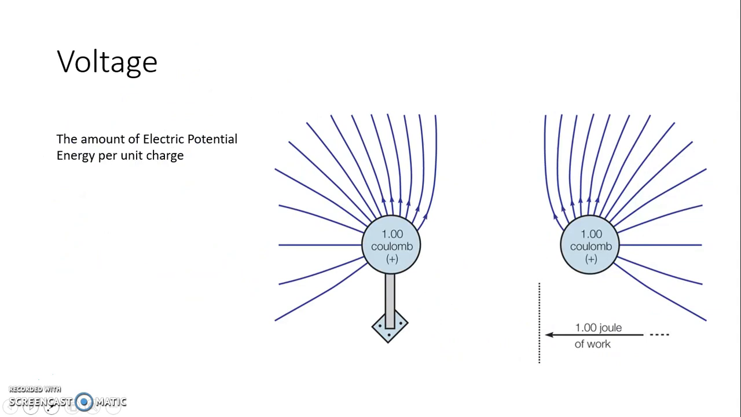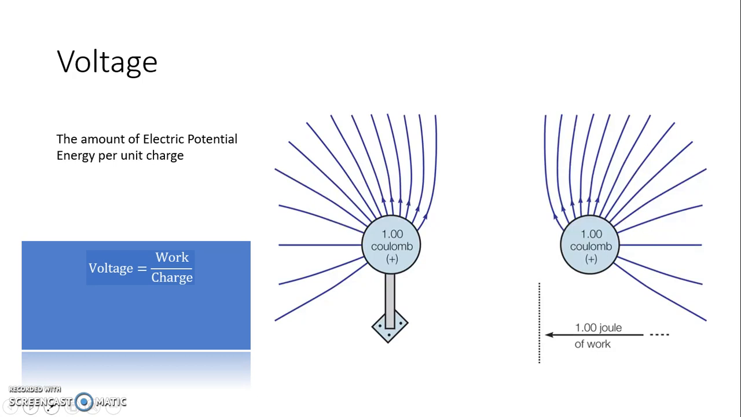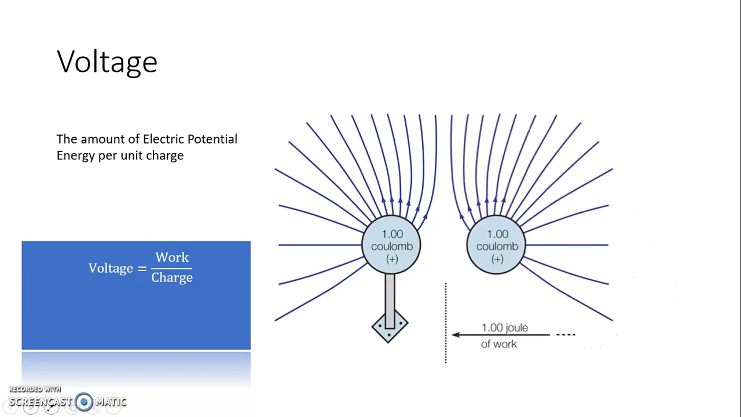Now, voltage is very much related to these electric fields. The way we calculate voltage is the amount of potential energy per unit charge. In other words, the voltage is going to equal the work done divided by the charge to which it's done. So let's take these two charges, both of which are positive 1 coulomb each, and let's take the one on the right and push it towards the one on the left.